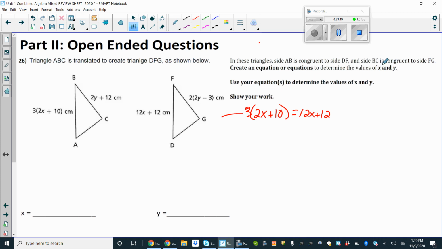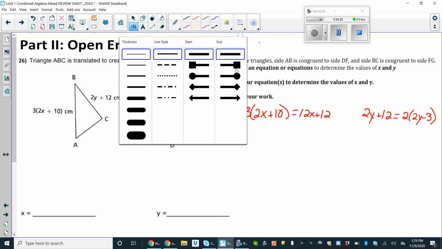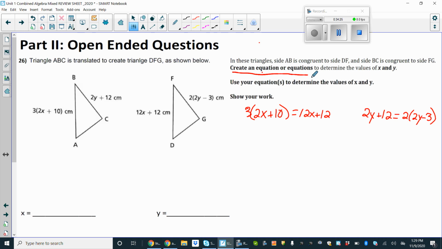Then BC is congruent to FG. So BC is 2y plus 12, which is congruent to FG, which is 2 times 2y minus 3. We're going to set up an equation showing their expressions are equal to each other. Now we just have to solve for each of them. So let me get rid of this accident. We're going to just start to solve because we have to create an equation or equations, which we just did, to determine the values of x and y.